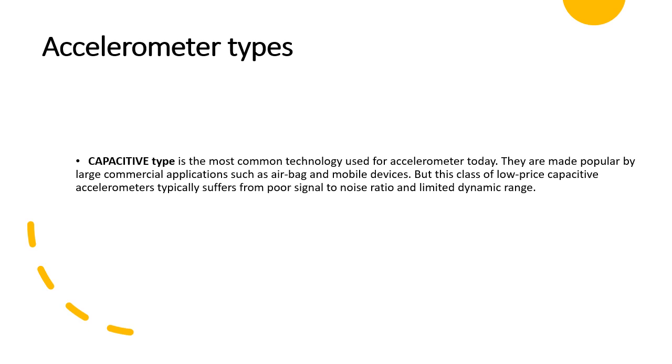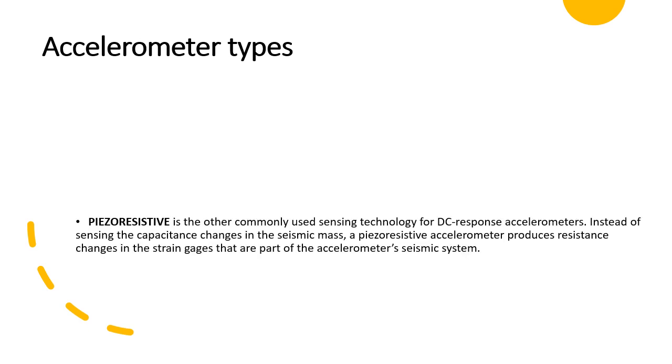They employ micro electromechanical systems fabrication technology, which brings economy of scale to high volume applications and lower manufacturing cost. But while this class has low price, capacitive accelerometers suffer from poor signal to noise ratio and limited dynamic range. Another type is the piezoresistive type, which is a commonly used sensing technology for DC response accelerometers. Instead of sensing the capacitance changes in the seismic mass, a piezoresistive accelerometer produces resistance changes in the strain gauges that are part of an accelerometer seismic system.